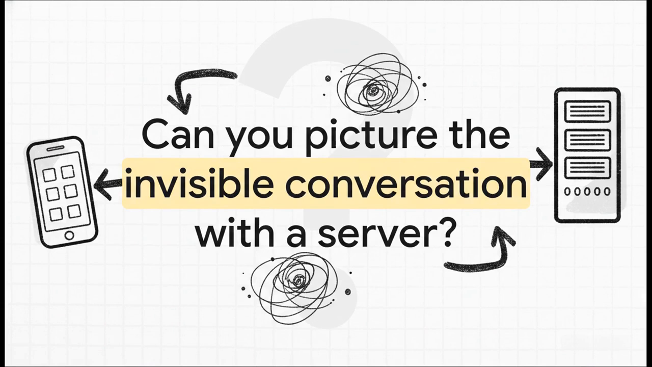The next time you open up any app on your phone, just pause for a second and try to picture it. Can you now see that invisible conversation happening? Can you visualize your phone, the client, sending a request out across the world, hitting a server maybe thousands of miles away, and then getting a response back all in a fraction of a second? That right there, that's the client-server model at work.